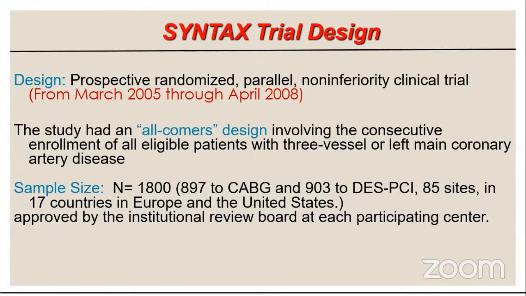The study had an all-comers design involving the consecutive enrollment of all eligible patients with three-vessel or left main coronary artery disease. There were around 1,800 patients who were randomized in a 1-to-1 ratio to either the CABG group or PCI with drug-eluting stents. The involved patients were enrolled from 85 different sites in 17 countries in Europe and the United States. The study was approved by the Institutional Review Board at each participating center.